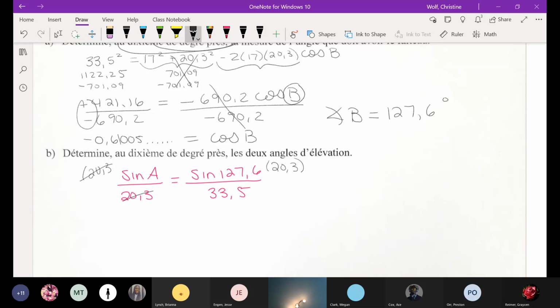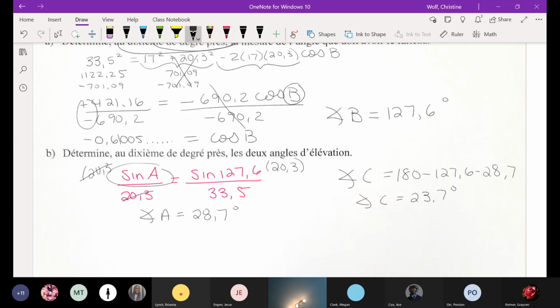I get a big fat decimal, but whenever you're looking for an angle, il faut faire second sine et tu vois que angle A égale 28.7 degrés. Okay? And then pour trouver la prochaine, which is angle C, moi, j'allais juste faire 180 moins 127.6 moins 28.7. You don't always have to use the sine law. You can use these shortcuts too. Et voilà.